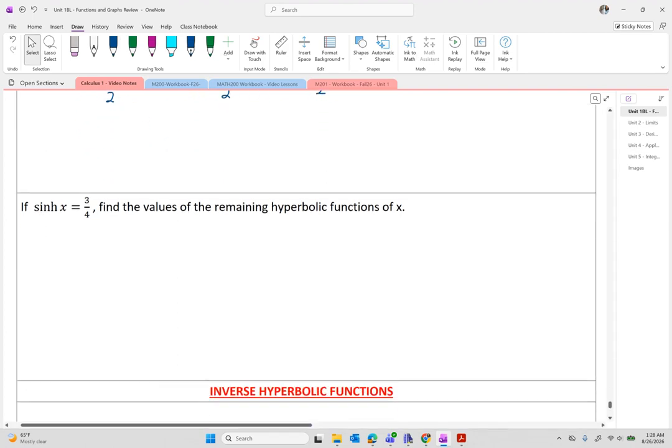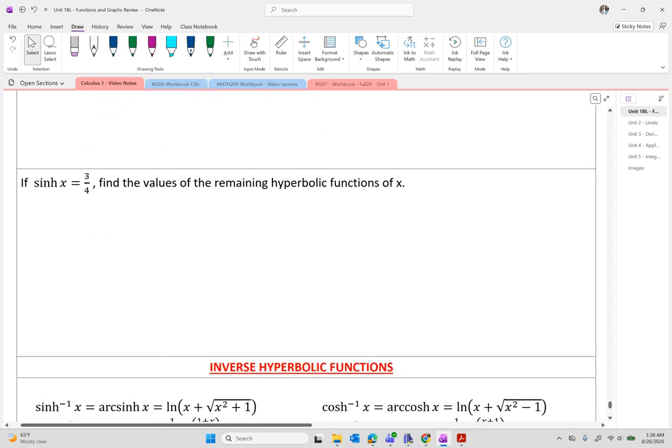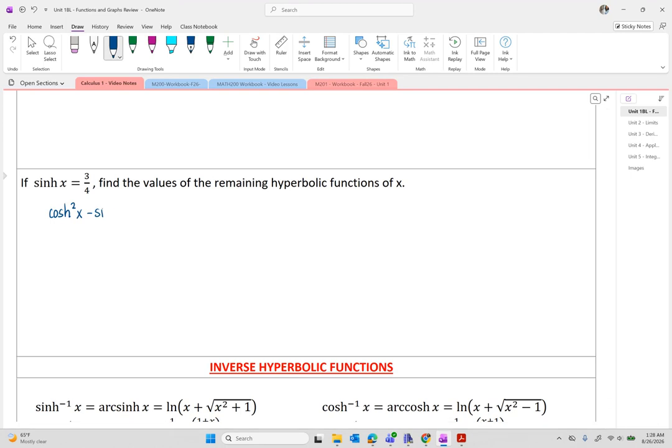If the hyperbolic sine of x is 3/4, find the values of the remaining hyperbolic functions of x. I will need to use the formulas. If you remember, cosh squared of x minus sinh squared of x is equal to 1. So I can find the hyperbolic cosine here.